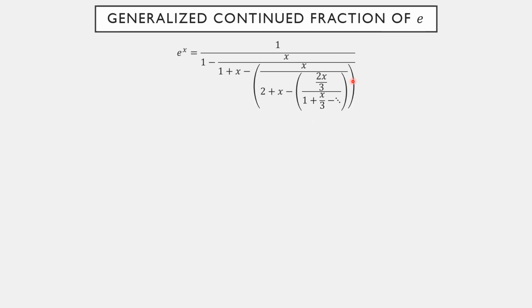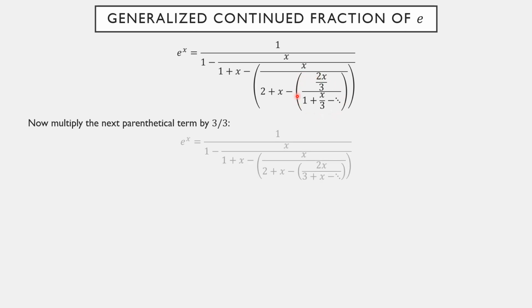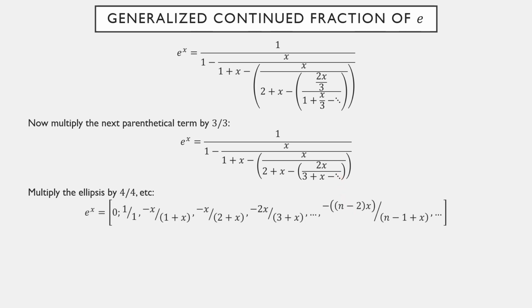Okay, so we've got e to the x is this huge nested continued fraction, but now I don't want this to be a fraction, so I'm going to multiply this parenthetical term by 3 over 3. I haven't changed anything here. I'm just multiplying this by 3 over 3, meaning this just becomes 2x. Now I get a 3 plus x, and so forth and so forth. This ellipsis down here is going to get multiplied by 4 over 4, etc. And if you keep doing this ad infinitum, you get the following.